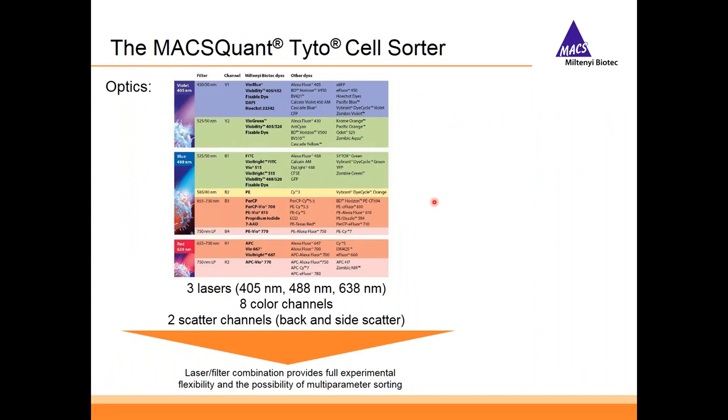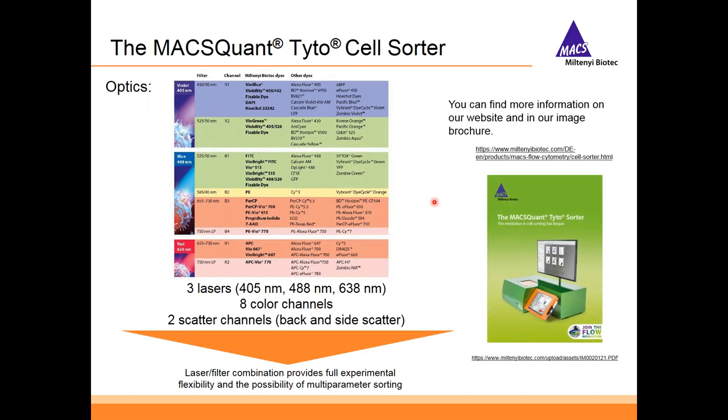Concerning the optics, the Tyto comes with three different lasers: a 405 nanometer laser, 488, and a 638 nanometer laser. We can monitor 8 color channels in total. That, combined with 2 scatter channels, a back scatter and a side scatter, sums up to 10 parameters we can use for cell sorting using the MACSQuant Tyto. So we have very broad experimental flexibility in how we want to go for our gating strategies and which antibodies we want to use for our sorting process. Of course, we have much more detail on specifications for the instrument on our webpage. You can find them there, as well as in the brochure of the MACSQuant Tyto, which you can also find here on our website or by following this link here if you are interested in more details.